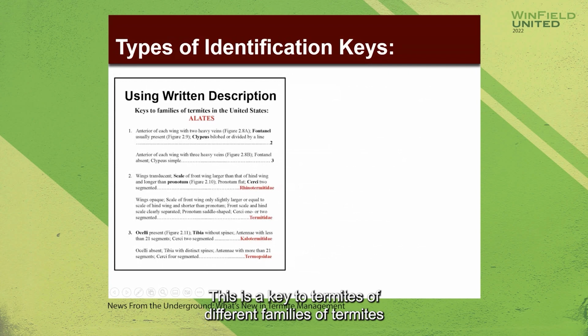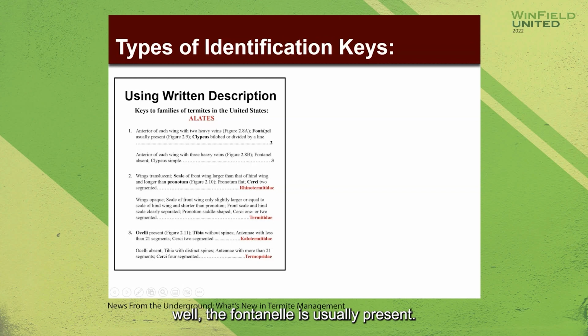This is a key to the different families of termites in the United States. Let me work through a couplet here, and I think you'll see some of the challenges of using identification keys. Couplet number 1 is numbered, and we've got two sets of character descriptions. The first says anterior of each wing with 2 heavy veins. You look at your specimen, and it turns out I may have 3 heavy veins. So you keep reading, and it says the fontanelle is usually present. You look for the fontanelle on your specimen, and you can't really see it well.